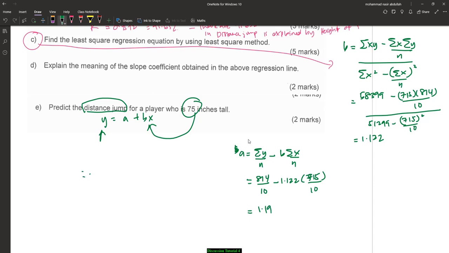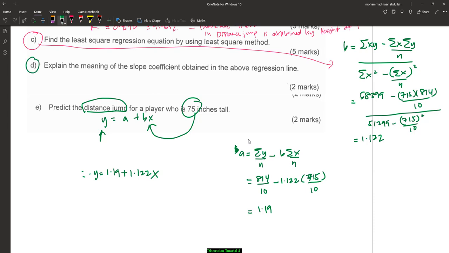And the equation will be y equal to 1.19 plus 1.122x. 5 marks. That's why I cakap banyak kali, kalau salah ni tak tahu jawab ni malu. Soalan senang.